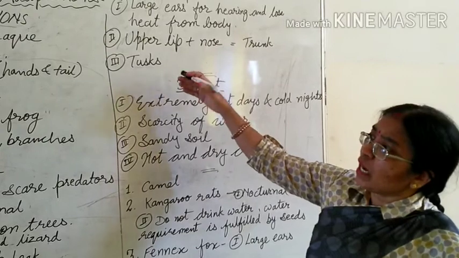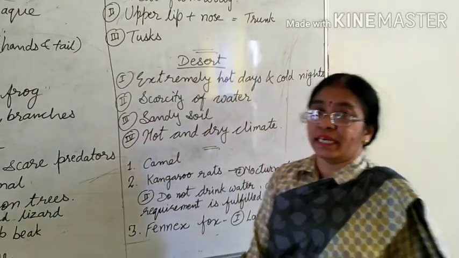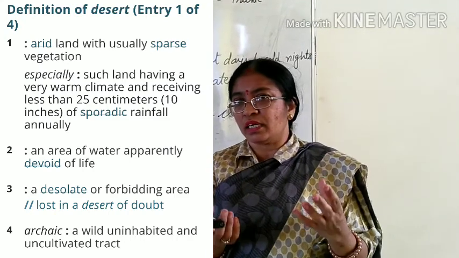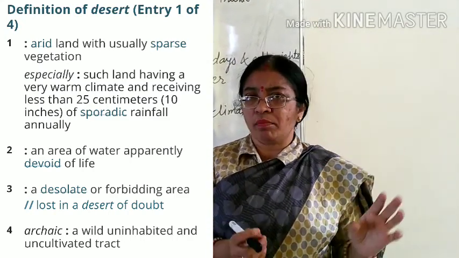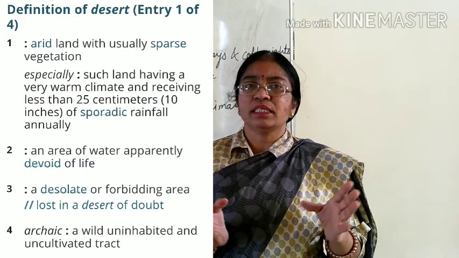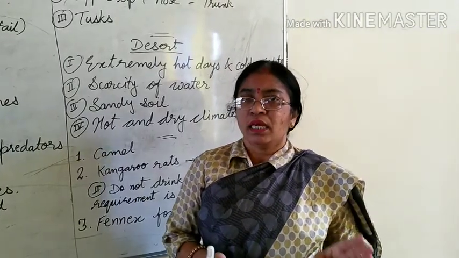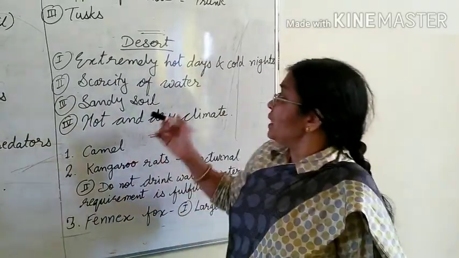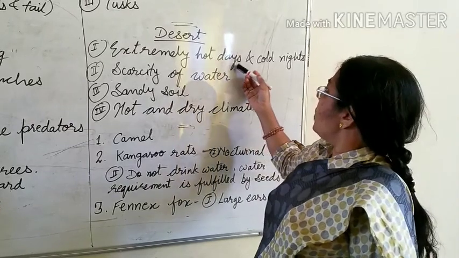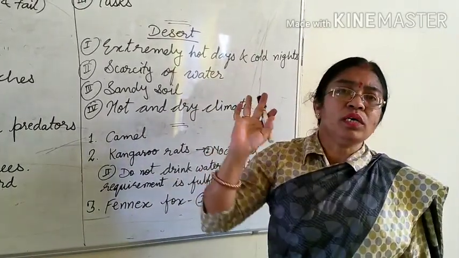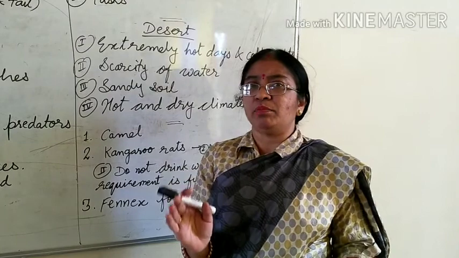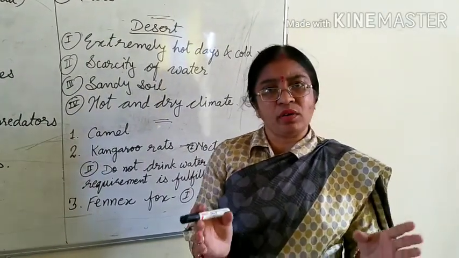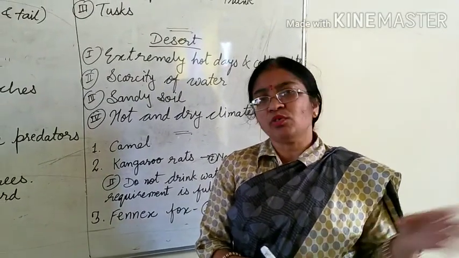Now we talk about another type of region, that is desert. As we hear this term, one small definition comes to our mind, that deserts are hot and dry places. In desert, sandy soil is found, and all of you know about this. So in desert there is extremely hot day and extremely cold night. During the daytime they get the sunlight and it makes the area very hot, as the sandy soil is found.